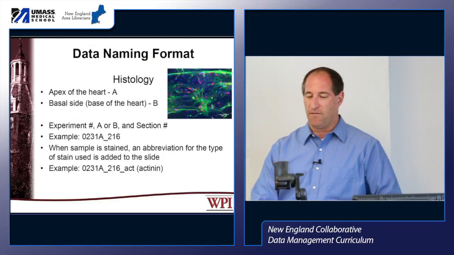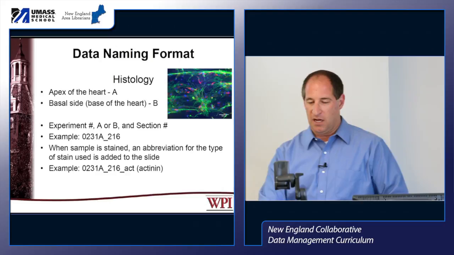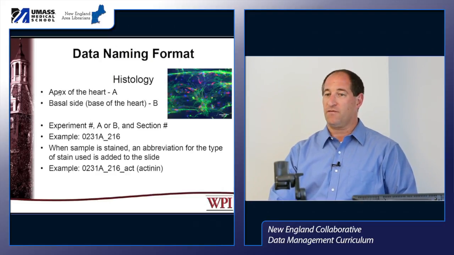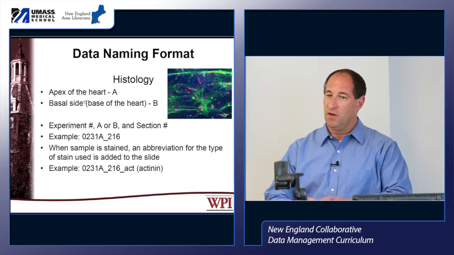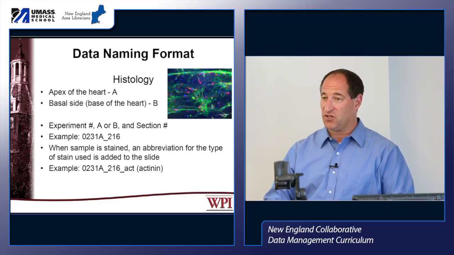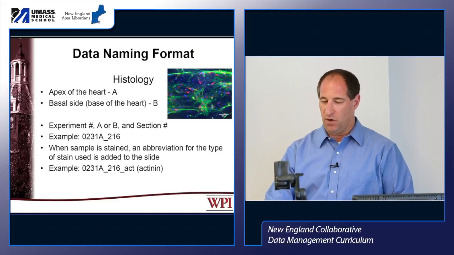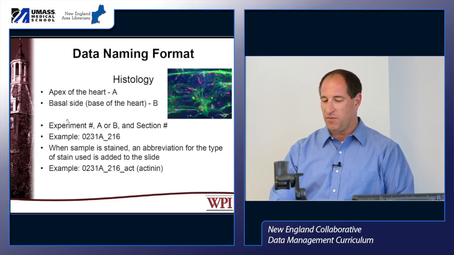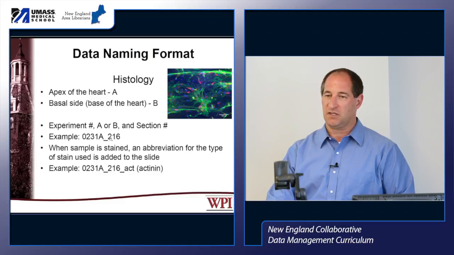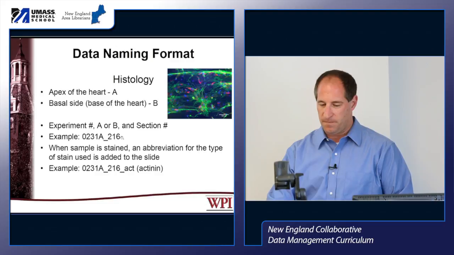The data naming format for our histology slides is first we note whether it's taken from the apex section or the basal section of the heart. If you recall, we cut the whole heart in half, and then we do our histology, our tissue sectioning from those two samples. So we'll give it our experiment number, A or B, and then the section number. For example, 0231A, meaning that this is the section from the apex, and then the section number is 216. And that means it's the 216th section that we've cut into that heart.